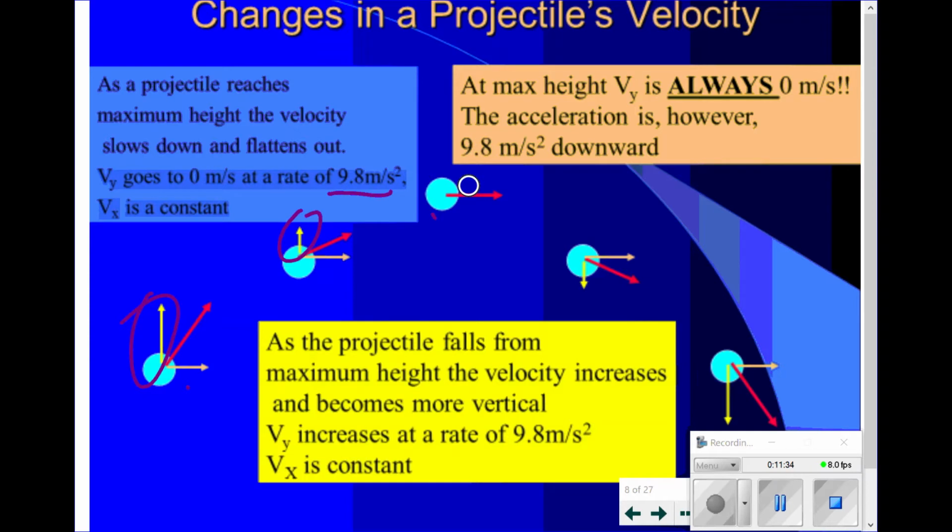Please notice at maximum height, I do in fact have a velocity. I do have a speed. It's not 0. It is 0 for the y-axis, but I still have an x-axis motion. So a lot of times people get confused because they don't clearly state what they're talking about. And so they'll go, oh, at the top it stopped moving. No, it stopped moving for the y-axis, but not the x. Thus, it still has a velocity.